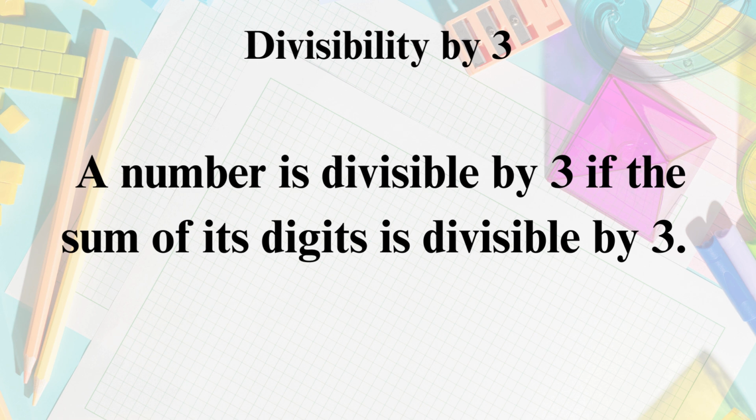A number is divisible by 3 if the sum of its digits is divisible by 3, which actually means whatever number you have been given, you just need to add all the digits that are there in the number, and if that sum is divisible by 3, the whole number is also divisible by 3. So let's see some examples.